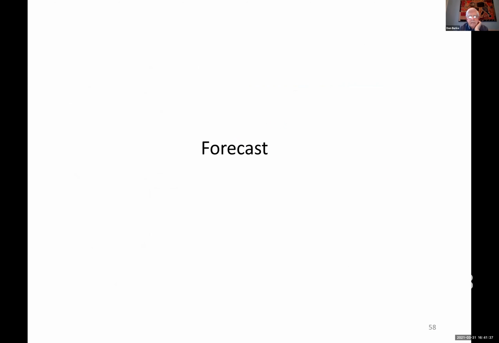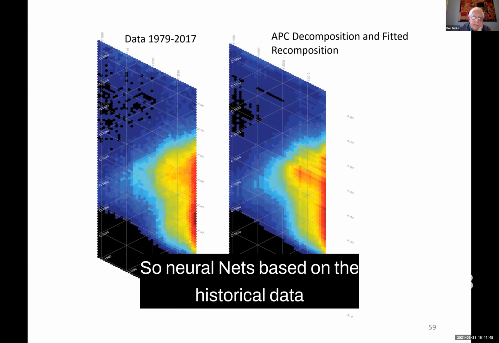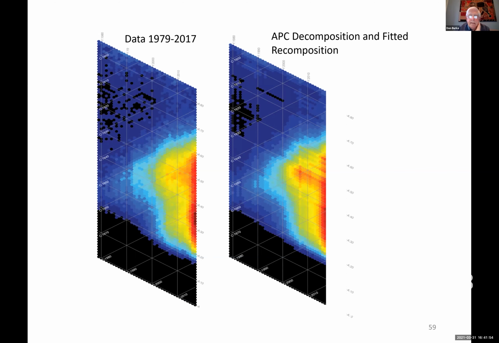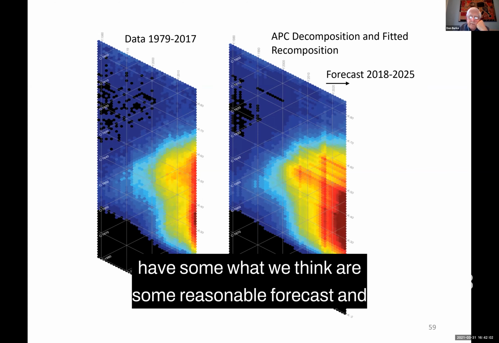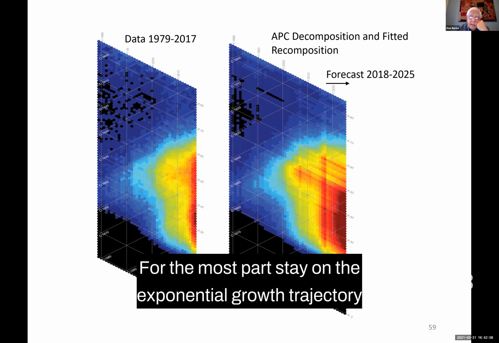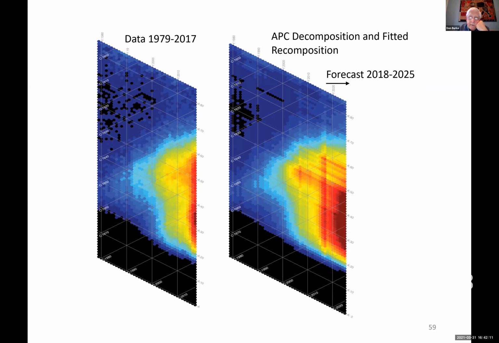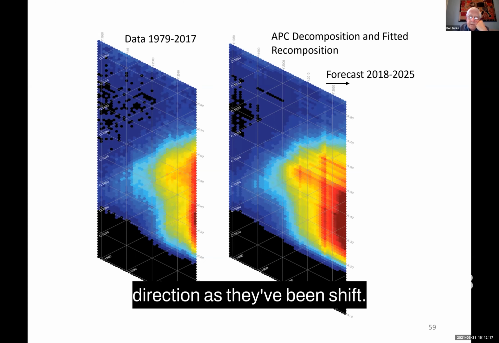We also have gotten a little into forecasting, not much. My colleague Hare Jalal has taken these data and trained some neural nets based on the historical data by age and cohort, and then recomposed those and projected them forward. We have what we think are some reasonable forecasts, and the forecasts say we're going to, for the most part, stay on the exponential growth trajectory, and that the birth cohort and age patterns will continue to shift in the same directions they've been shifting.